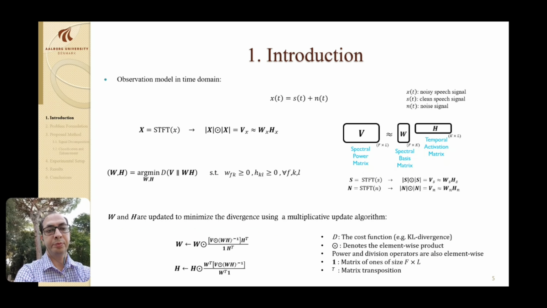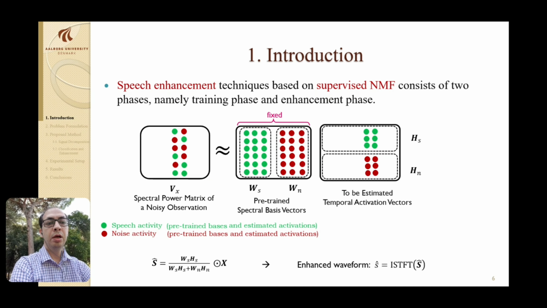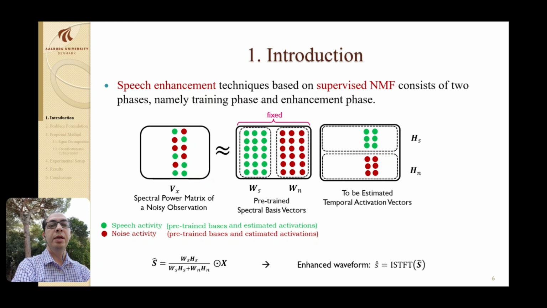Speech enhancement techniques based on supervised NMF consist of two phases. During the training phase, spectral basis vectors describing noise and speech in the noisy observation are independently trained using the relevant training data, and during the enhancement, the temporal activation vectors of speech and noise are estimated using the spectral power matrix of a noisy observation. Then these matrices are used to calculate the Wiener gain to be used for estimation of the enhanced signal using the noisy observation.